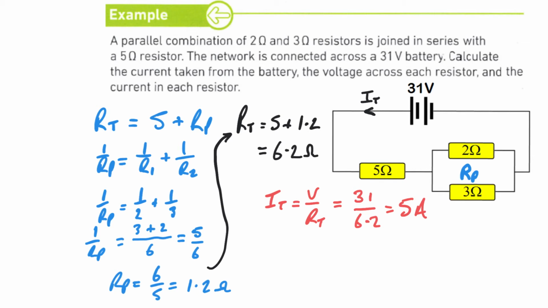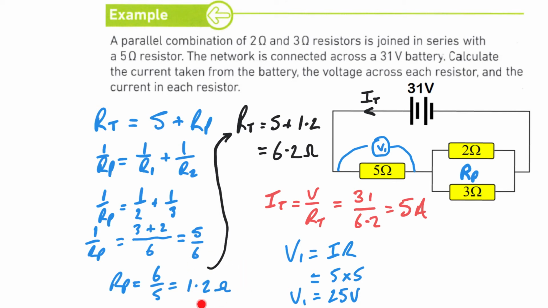Pause the video. So V1 can be found from I times R, and we know that I is 5 amps and R is 5 ohms, so that must be 25 volts. Now we could do a more complicated calculation to do the same thing for RP, knowing that RP is 1.2 ohms, so we could do V equals IR for that. Or we could just subtract what we've got here from 31 volts, take our 25 off that, and get 6. But we'll try it using this resistance just for interest's sake.